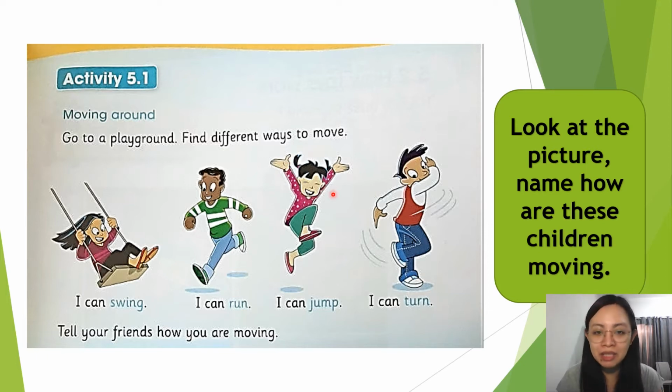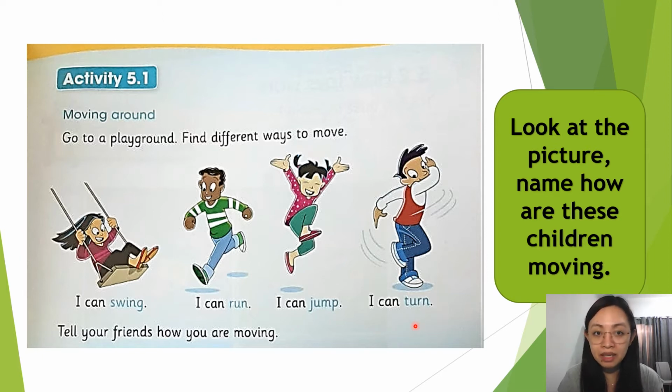How about the third picture? The third picture shows jump. I can jump. Can you jump? Very good. The word jump is also a movement. When we go up and down using our feet, we are jumping. And the fourth picture, look at this one. What's the boy doing? Very good. Turn. Everybody say turn. I can turn.